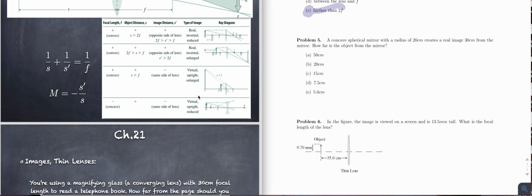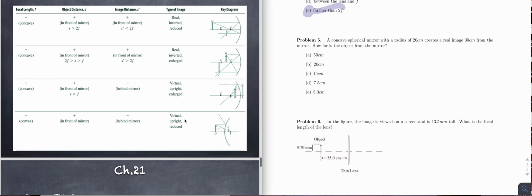A concave spherical mirror with a radius of 20 centimeters creates a real image 30 centimeters from the mirror. How far is the object from the mirror? Oh, that's interesting. To do this problem, I'm going to look at the table from the book on the slides. And so we have a concave mirror. I have 3 concave mirror examples where the object is away from the center of curvature, in between C and F, and in between the mirror and F.